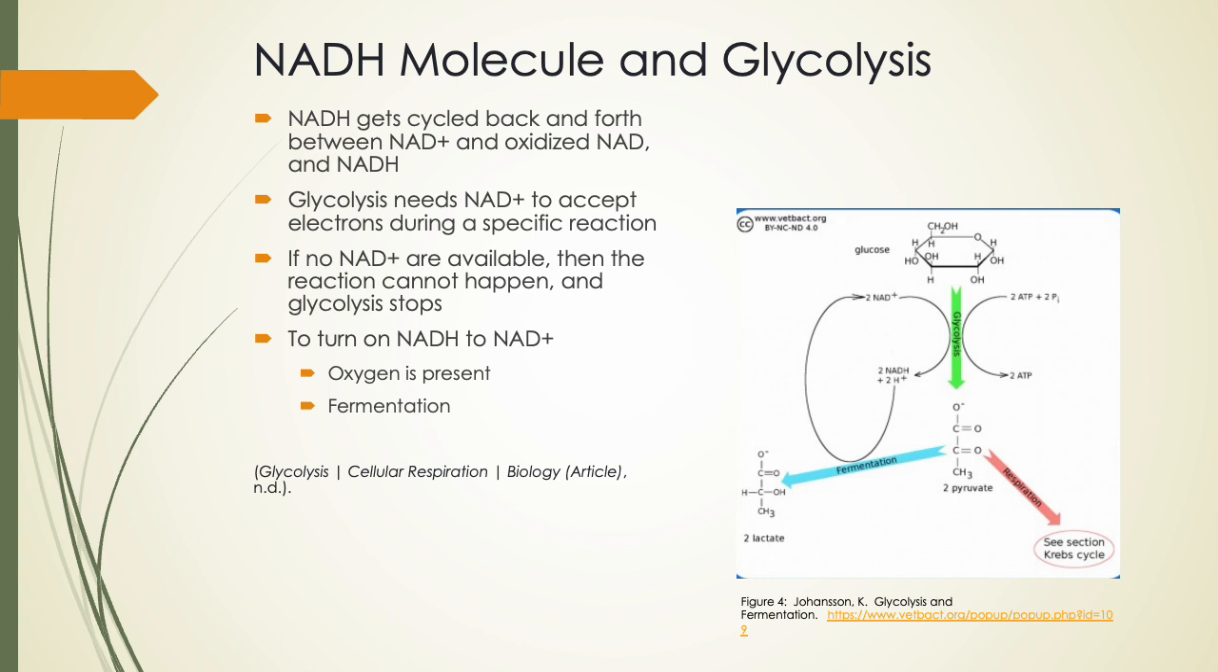The second way to make NAD plus occurs when no oxygen is present. In this pathway, NADH gives its electrons to an acceptor molecule. This reaction does not make ATP, but does make NAD plus, allowing glycolysis to continue. This process is known as fermentation. Fermentation is the main metabolic strategy for many bacteria. There are even cells in our bodies, like red blood cells, that utilize fermentation to make their ATP.